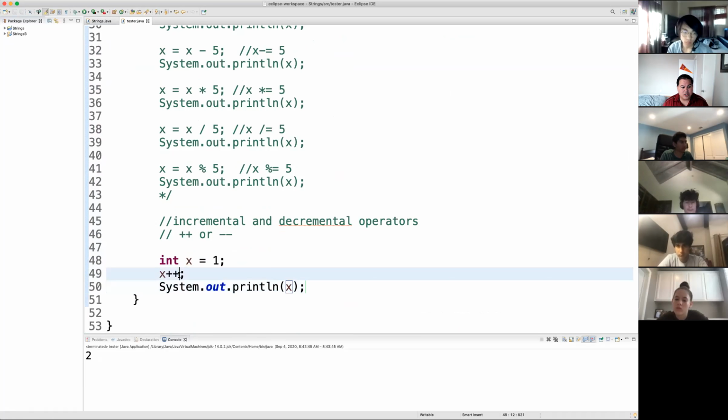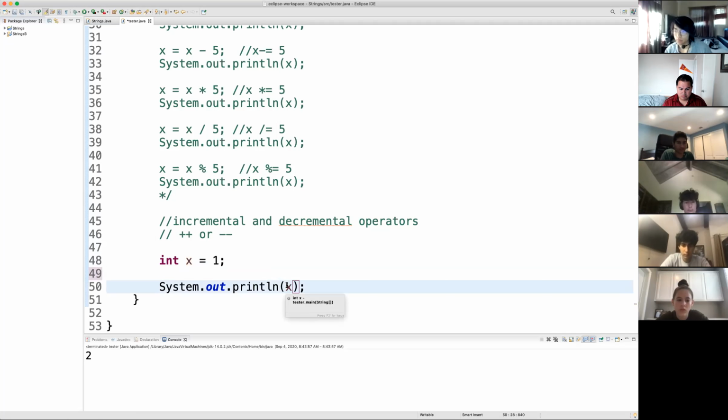I also want you to take a look at this. ++x does the exact same thing. However, take a look what happens if I do this. Print ++x, this prints out 2. But if I do print x++, it prints out 1.